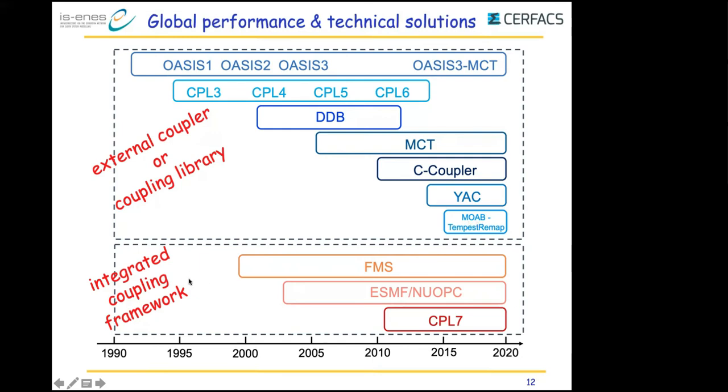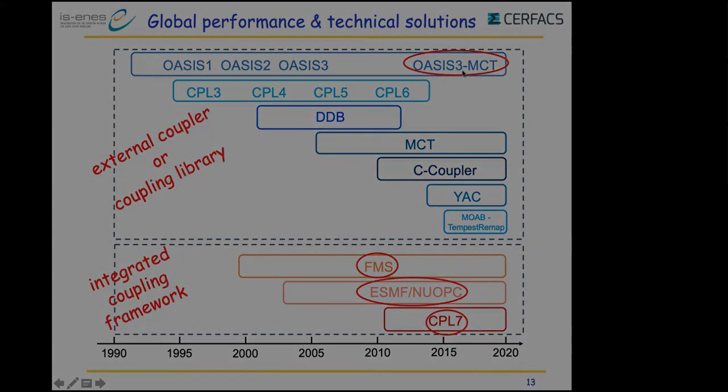And for the software that followed the integrated coupling framework approach, you have FMS, ESMF, and CPL7. And in the next section, I will describe in more detail these three software and of course, OASIS3-MCT.